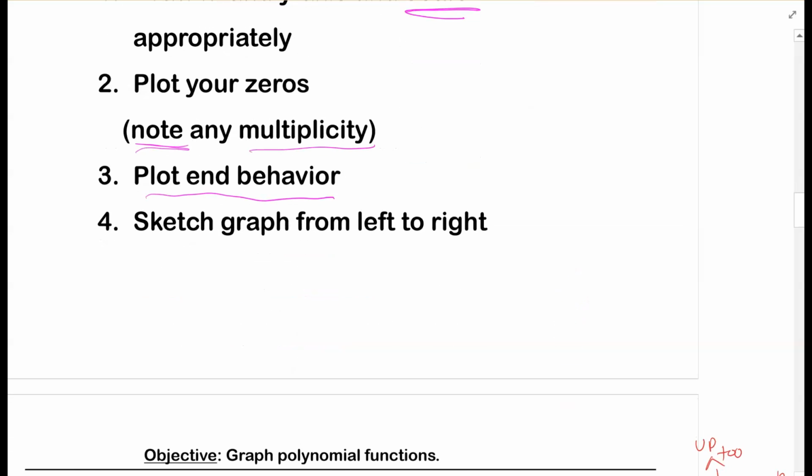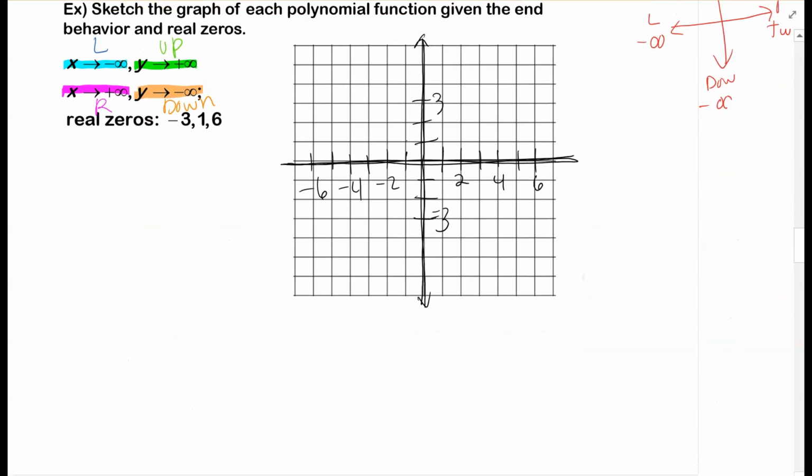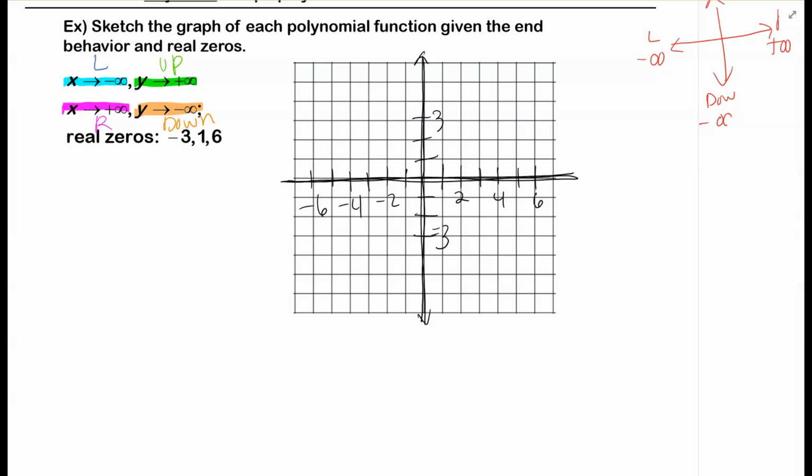And then step 2, plot your zeros and note any multiplicity. So notice here I have no multiplicity. None of my zeros are repeated, so I'm going to go plot my zeros. I have to go to -3. I have a +1 and a +6. And then I want to plot my end behavior, because I know it's going to connect my last points.